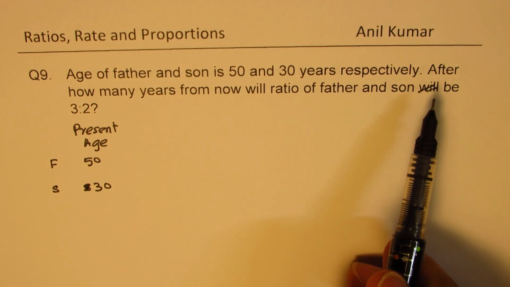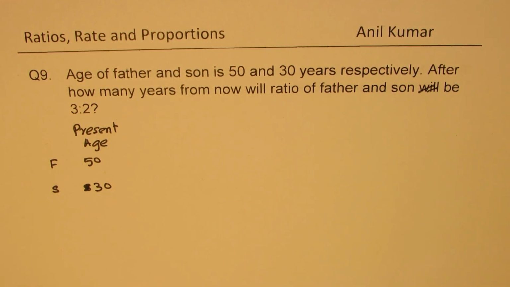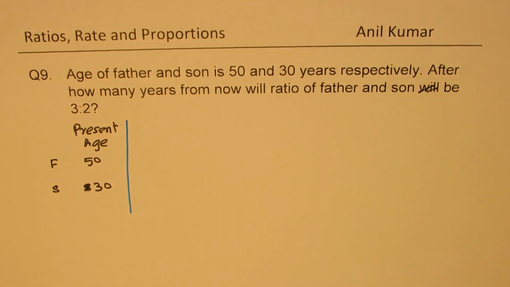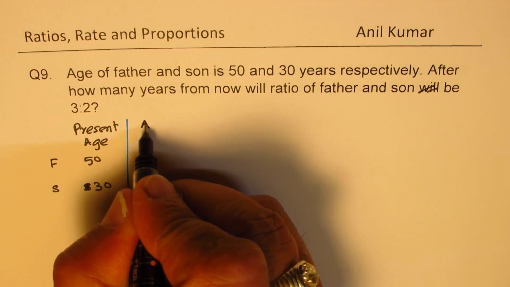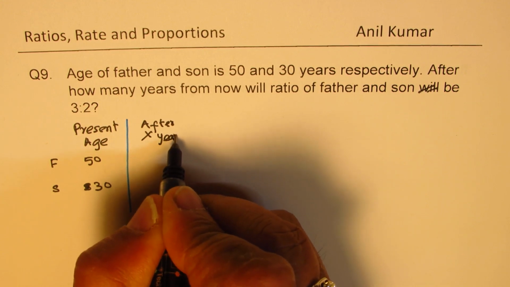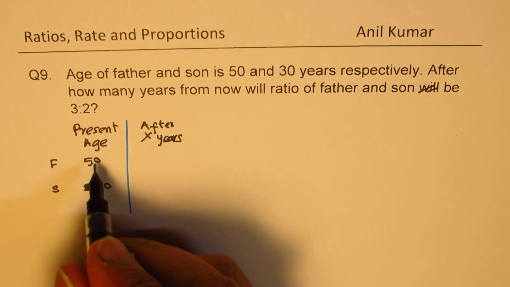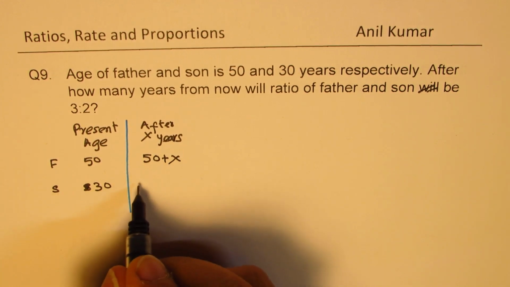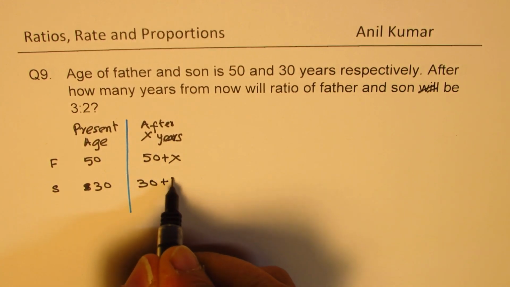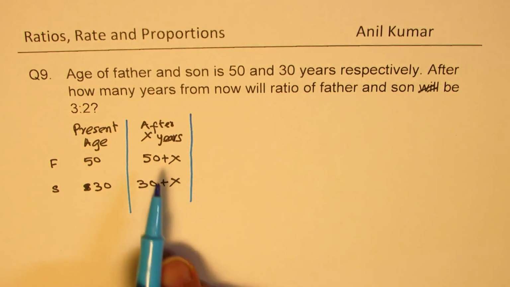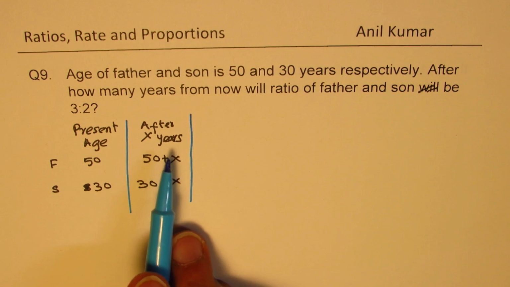Now we need to know after how many years. That means let it be X years, right? So let's say after X years. Both will age by X years, so it will be 50 plus X, and this will be 30 plus X. Correct? So that becomes their age after X years.